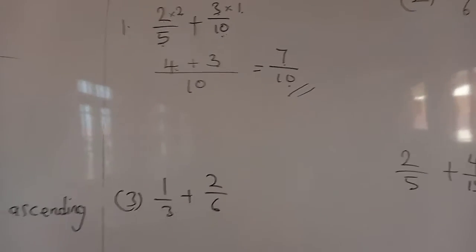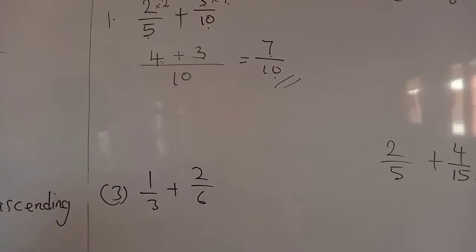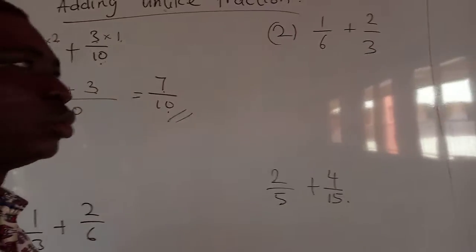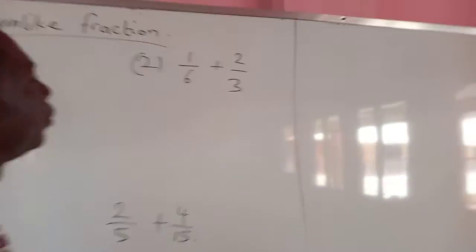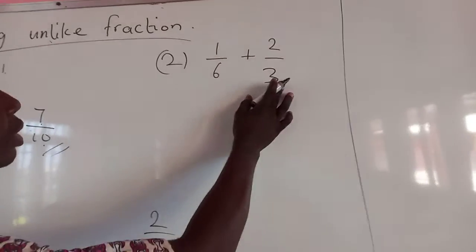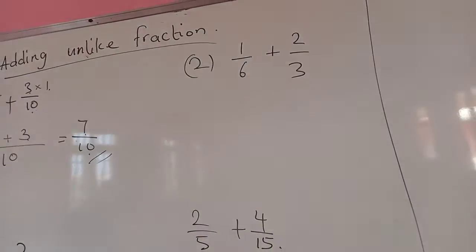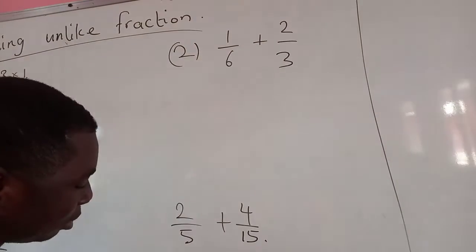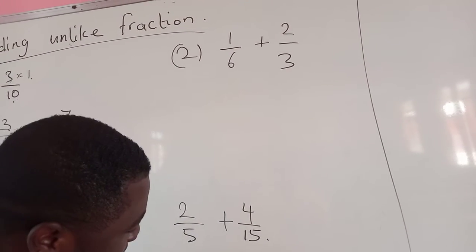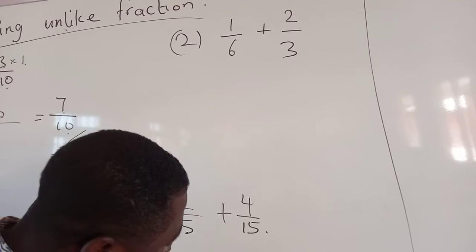Let's move to number 2, the example 2. Quickly, let's find the LCM for this using the what? Prime factorization, division and multiplying. So let's find that quickly. This one is what?